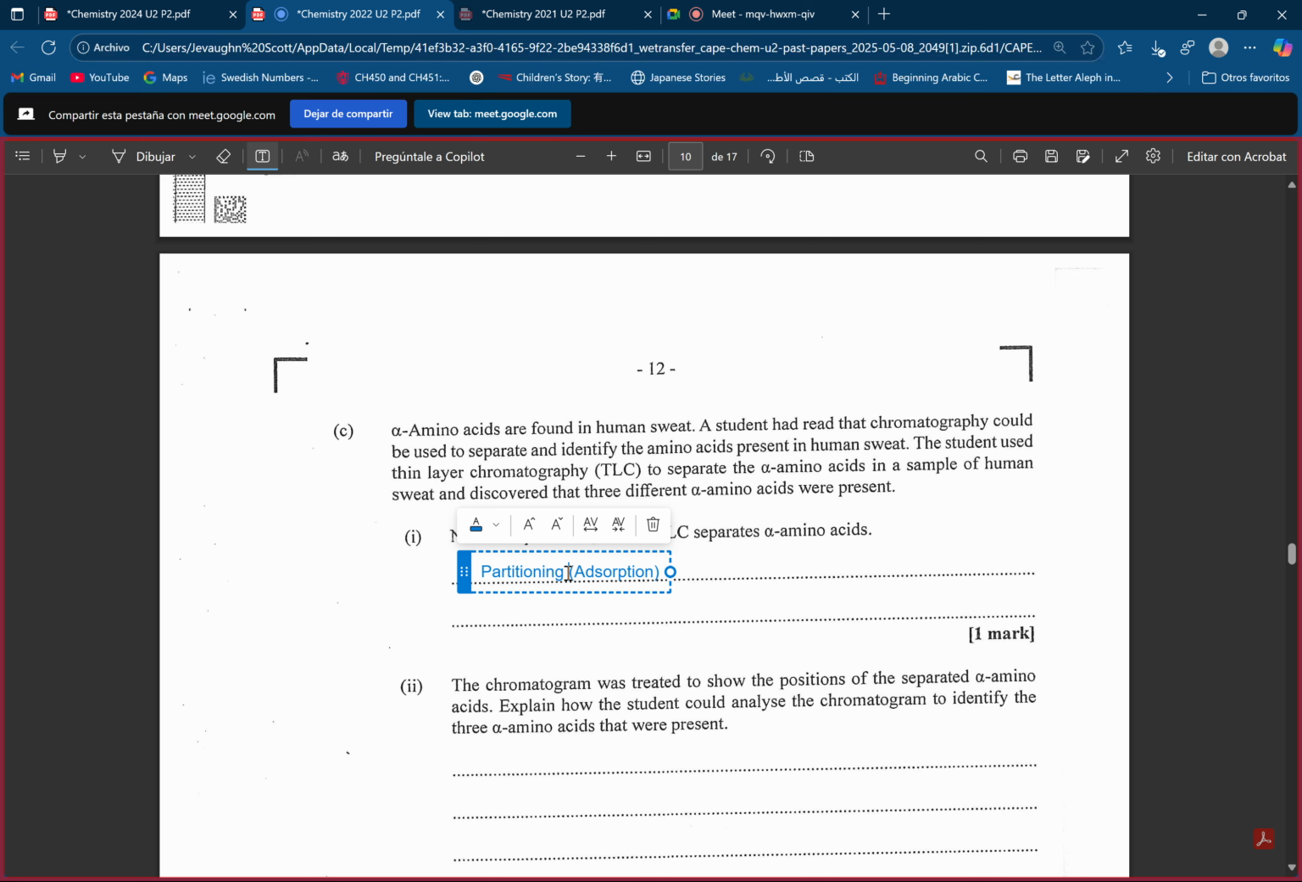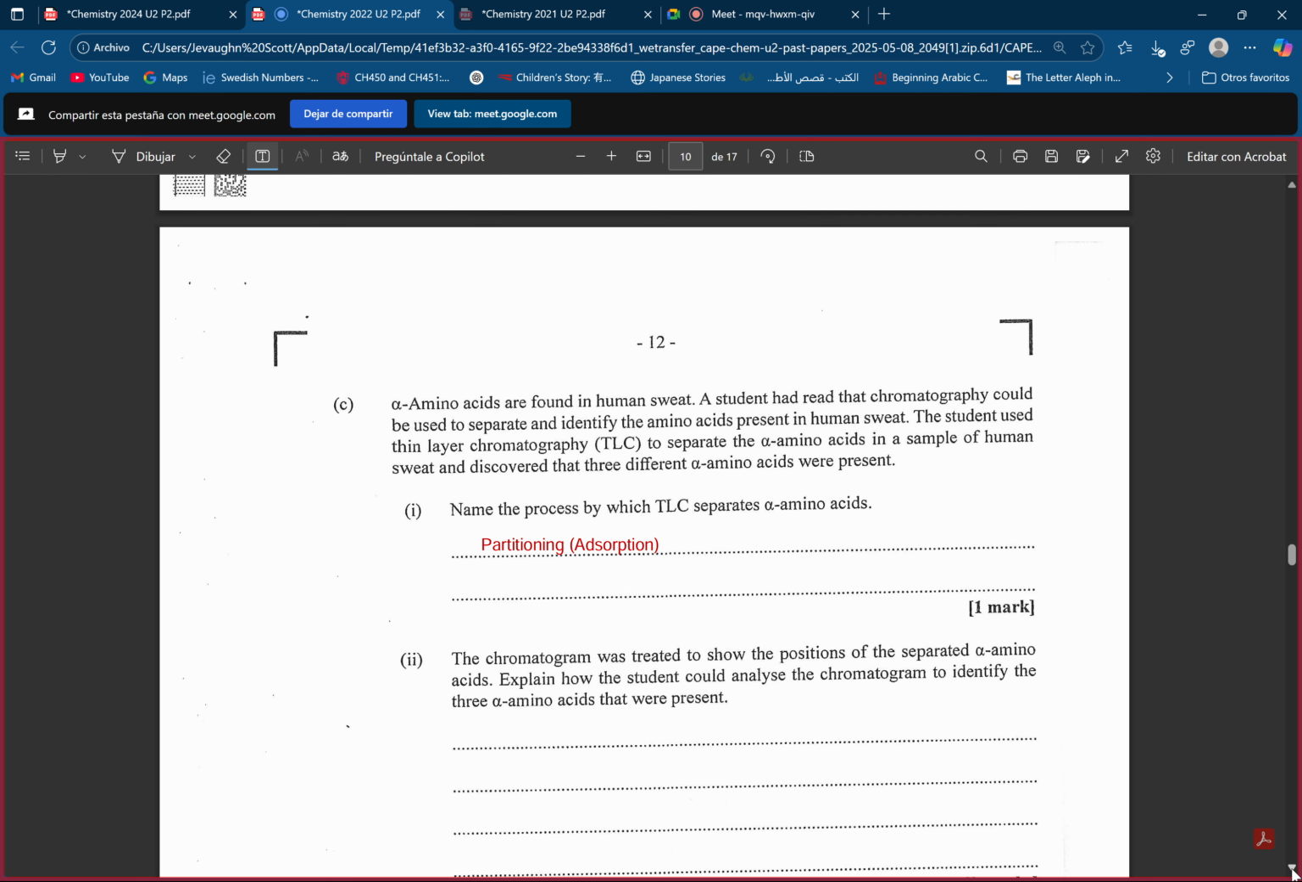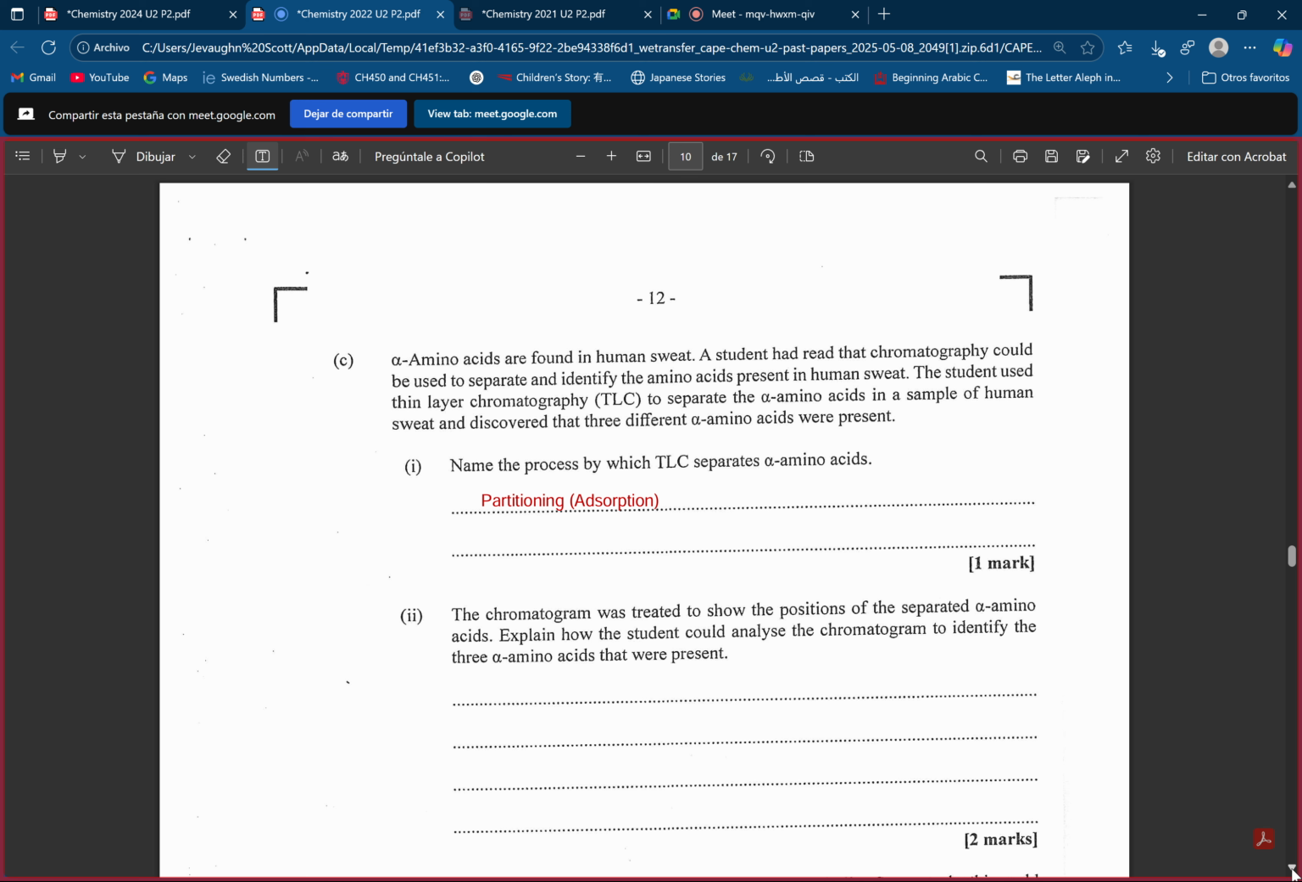So partitioning chromatography is by way of adsorption, right? It really and truly is in the same realm of things. So really and truly, this would be the case. Partitioning or adsorption specifically for chromatography, right?